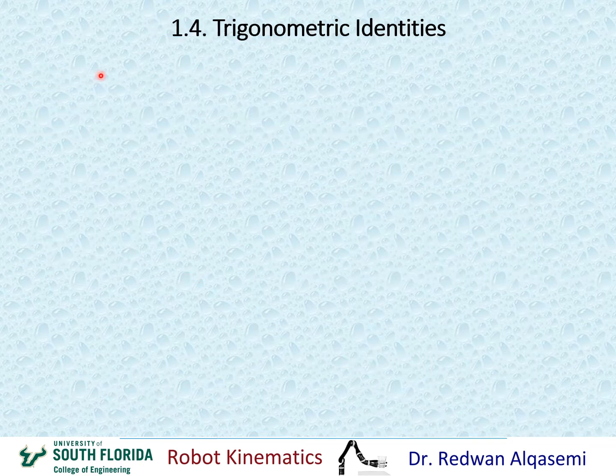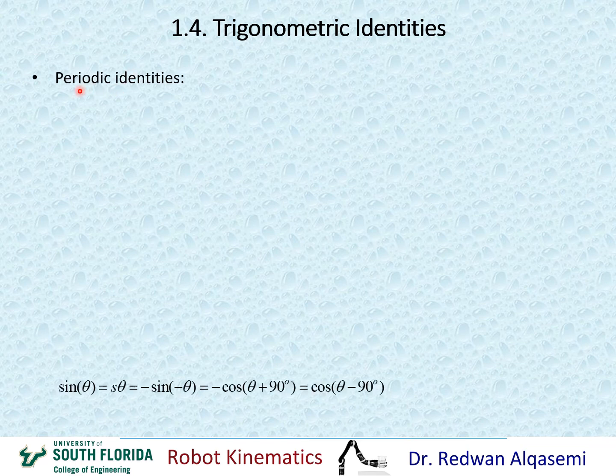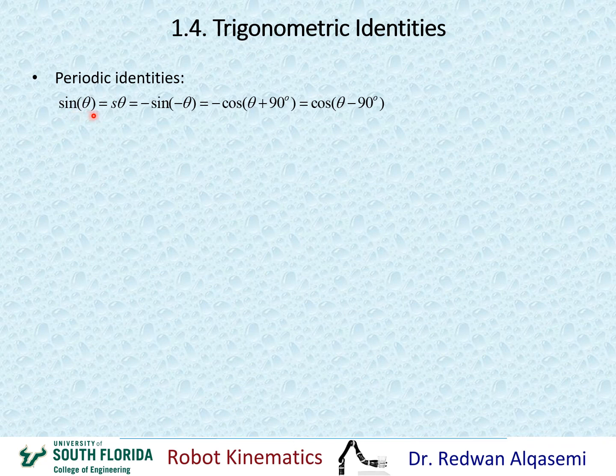Now let's talk about trigonometric identities that are useful for this course. We're going to cover a few of them in this slide. First, let's talk about periodic identities. If we have sine theta, sometimes we write it as S theta, and that's the same as negative sine of negative theta, and the same as negative cosine of theta plus 90 degrees, which is the same as cosine of theta minus 90 degrees. All these are equivalent to each other.